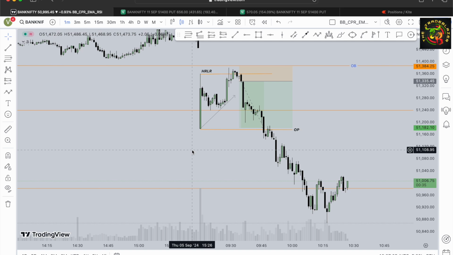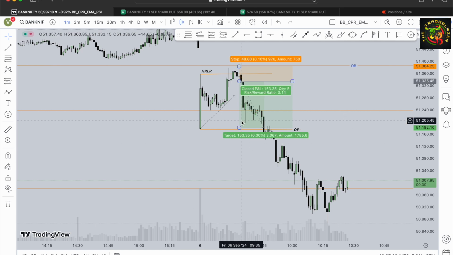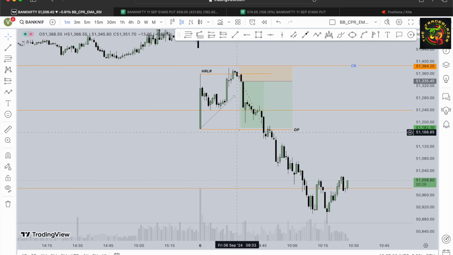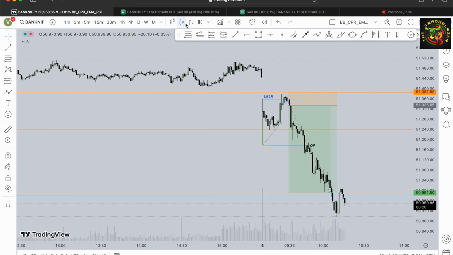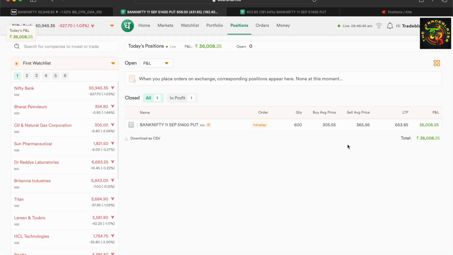So exit whenever you are in a good profit with the first target itself, or otherwise book partial and then try to trail to the next target as well. So with that, I've made a profit of around 36,000 in Dhan, with 600 quantity capturing 65 points.